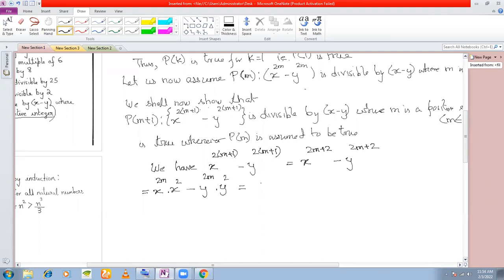Okay. Now see, because Pm I have assumed x to the power of 2m minus y to the power of 2m is divisible. Okay, so what we try to do here is we write x to the power of 2m, and instead of this x square, we write this as x square minus y square, right? And because instead of this x square I'm writing x square minus y square, what is the extra that I have provided here? I've provided y square extra here. So I add y square, right?